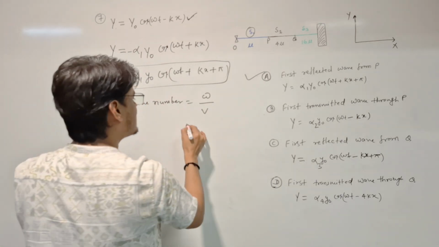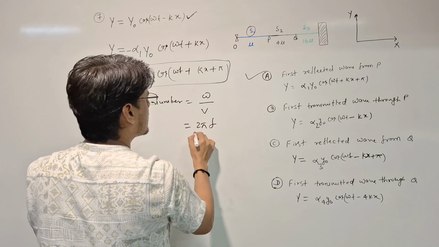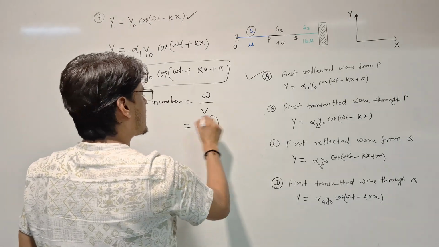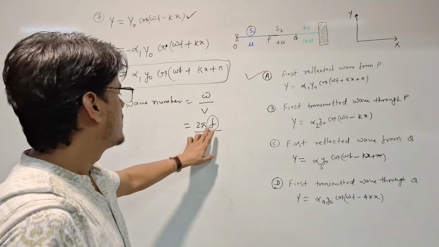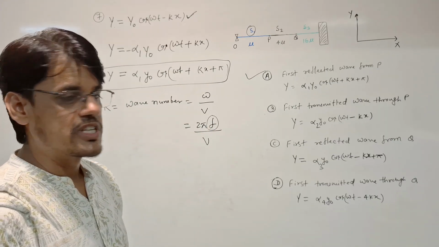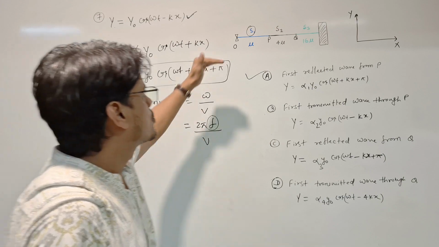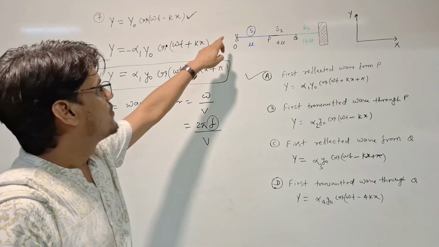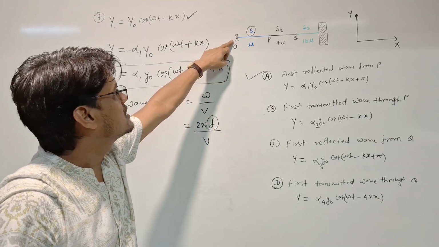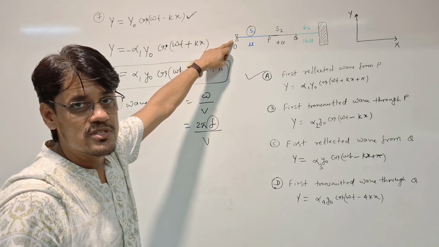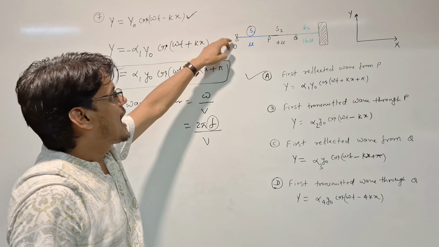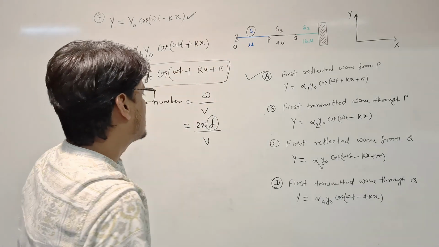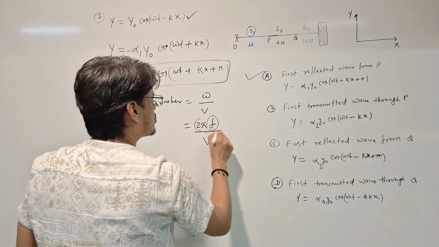Omega is the angular frequency, equal to 2 pi f, so k is 2 pi f divided by v. This frequency will not change. It will be constant throughout S1, S2, S3 because it depends upon the frequency of the source that produces the wave. The wave frequency depends upon the frequency of the source, and hence this should be constant.